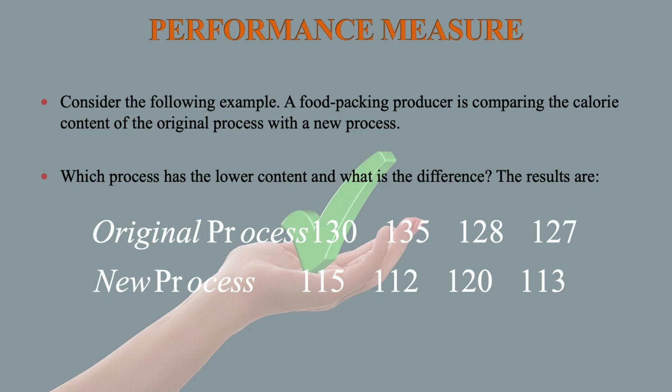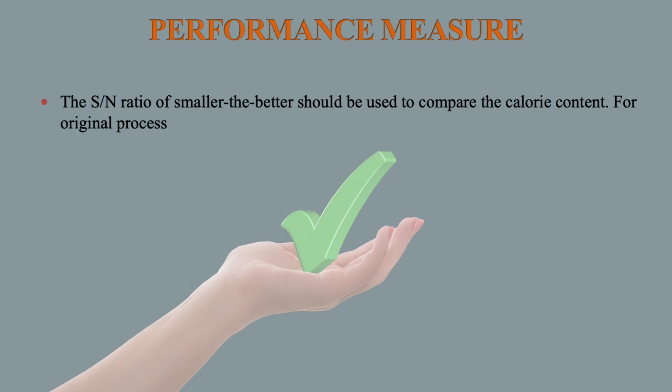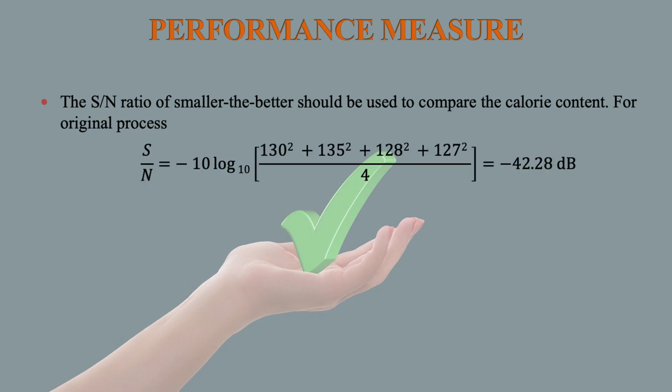Then the signal to noise ratio, smaller the better, should be used to compare the calorie content. For the original process, we can find out by substituting in the equation, that is signal to noise ratio is minus 10 log 10 into 130 square plus 135 square plus 128 square plus 127 square whole divided by 4, that is equal to minus 42.28 decibels.